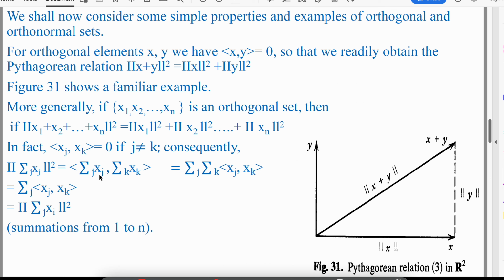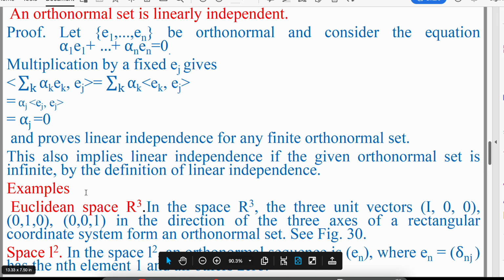is equal to the inner product of the sum of xj and the sum of xk. Here the summation varies over j, here over k, and we can write it as, if we take the summation outside, the inner product of xj with xk, and if it varies only for j, then the inner product of xj with xj is equal to the norm of xj whole square. Here it varies only on j, j varies from 1 to n. Means norm x1 square plus norm x2 square plus norm xn square, and so on.